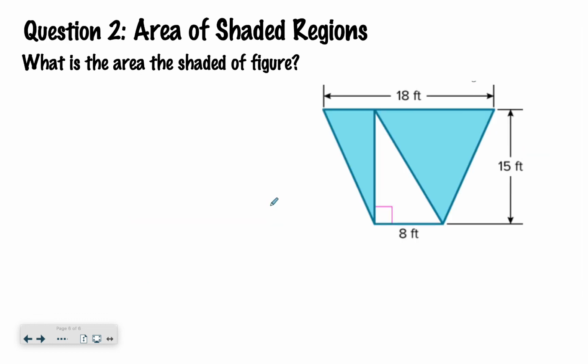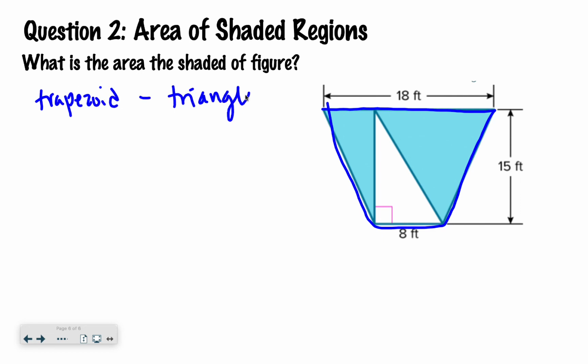Why don't you go ahead and look at this figure here and see if you can find the area of the shaded figure. Notice that we have, for the big figure, a trapezoid, and then we're taking away a triangle. So find the area of the trapezoid, and then subtract the triangle to get your answer. Good luck.